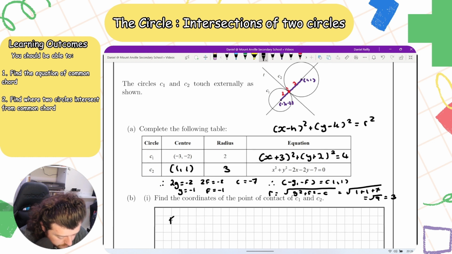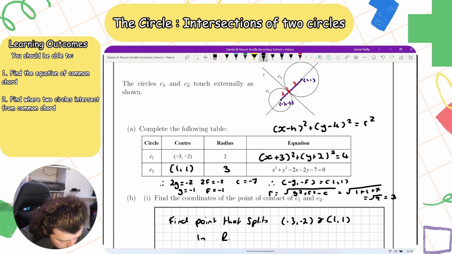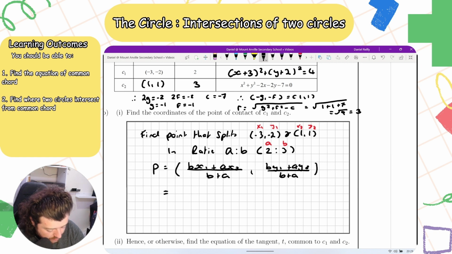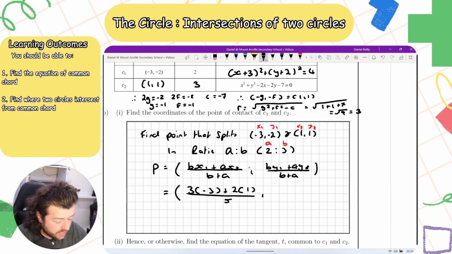So define the point that splits (minus 3, minus 2) and (1, 1) in the ratio a is to b, which is 2:3. So the point is going to be (b x1 plus a x2) all over (b plus a), and (b y1 plus a y2) all over (b plus a). And I'm going to have here, so b is 3, so 3 times minus 3 plus 2 times 1 all over 5, because 3 plus 2 is 5. And then I have 3 times minus 2 plus 2 times 1 all over 3 plus 2, which is 5.